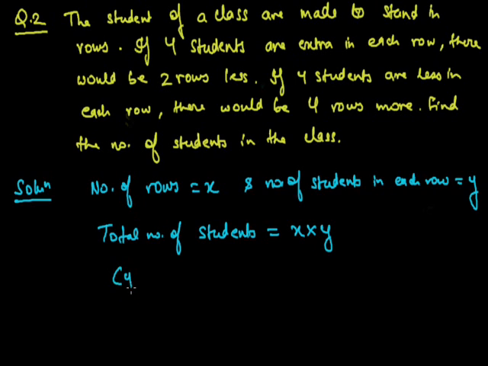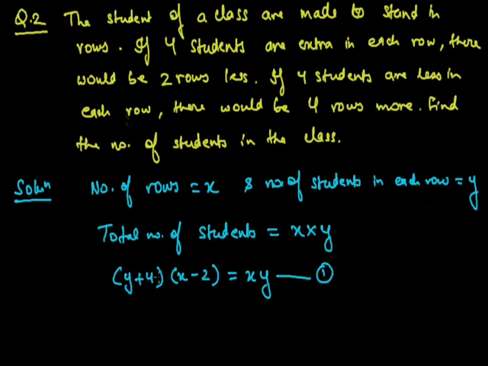That means if they add 4 students in each row, that is y plus 4, then there would be 2 rows less, so rows will become x minus 2. This y plus 4 into x minus 2 will give us the total number of students, because the number of students will remain the same. They are only adding 4 students in each row, and accordingly the number of rows gets reduced. So (y plus 4)(x minus 2) will be equal to x into y, that is xy. This will be our first equation.